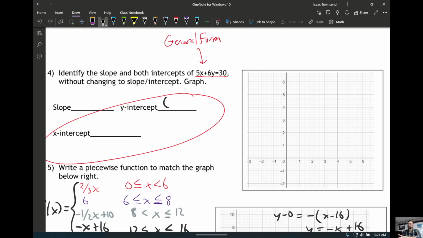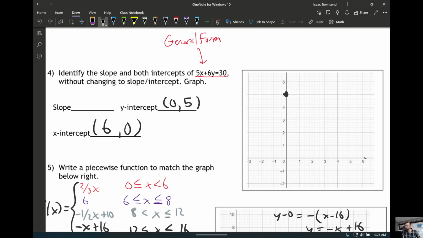Because y-intercepts always have an x value of 0, and x-intercepts always have a y value of 0. If your equation's in this form, it's just easy to do that in your head. If I plug in 0 for x, 6 times y equals 30, so y must be 5. And if I plug in a 0 for y, 5x equals 30, which means x would have to be 6. So that's why some people like general form. They think finding the x and y intercept are just a little bit easier.